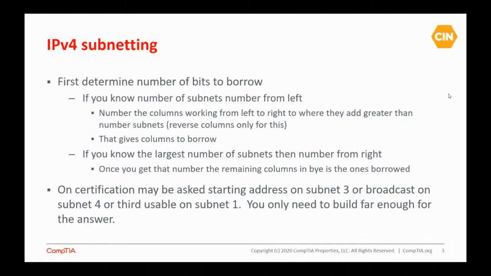And there's two different calculations on this, and we're going to go through both of these. One is if you know the number of subnets that you need, then we're going to number from the left when we're looking at that byte. And that's what I'm going to show you first. We're going to end up doing our binary column numbers reversed from how you learned them when we went through binary a few weeks ago. That's only for determining the number of bits to borrow.